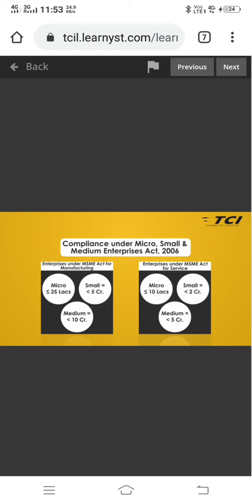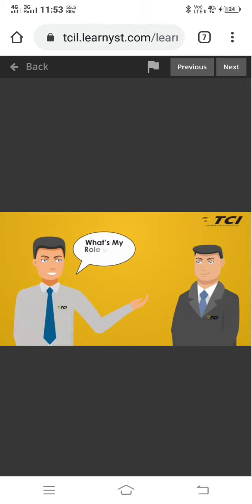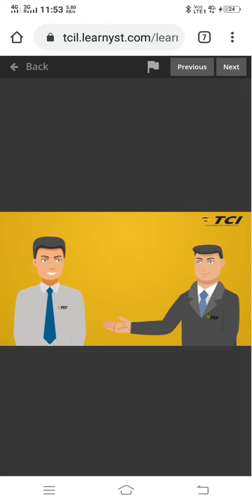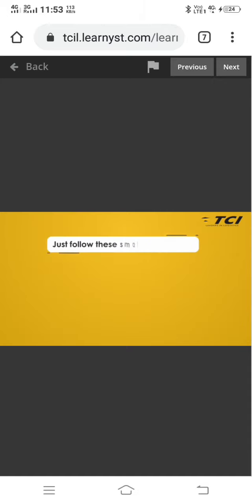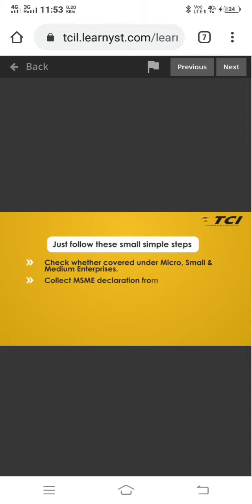MSME compliance is extremely important, and if it is not followed, then there are heavy penalties under the MSME Act. What's my role under MSME? Don't worry, it is simple. Just follow these small simple steps. Check whether covered under MSME, collect a MSME declaration from the vendor and upload and update the same on SRM.